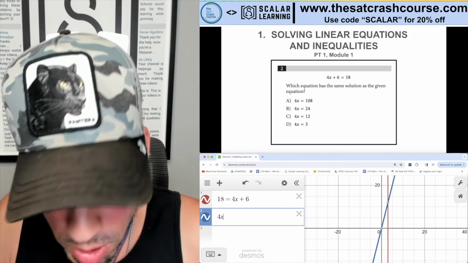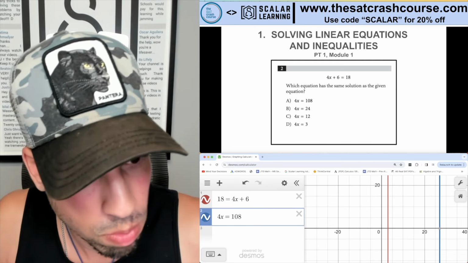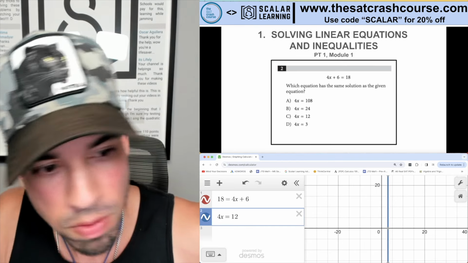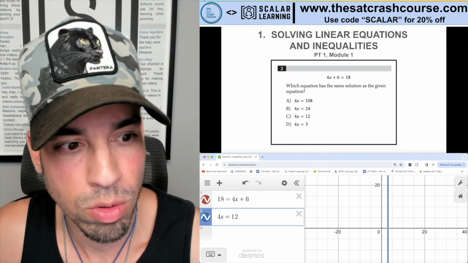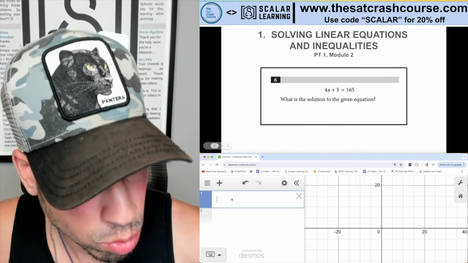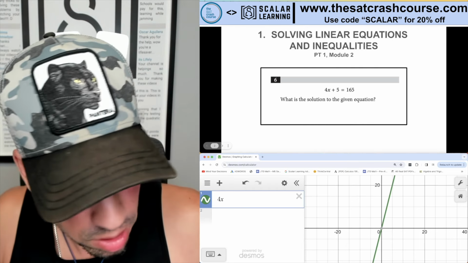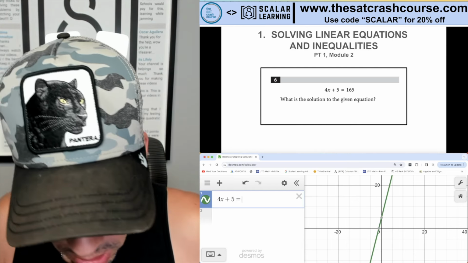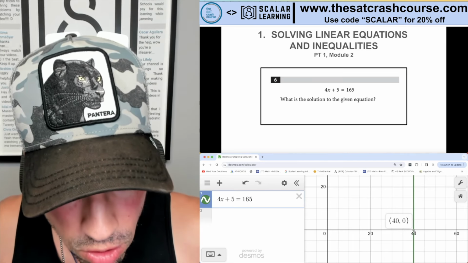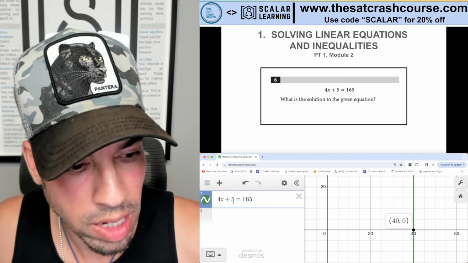So check this out. We have 4x equals 108. Nope. 4x equals 24. Nope. 4x equals 12. Boom, there it is. That's how you do it. C is the winner. Done. Next, we have another example. 4x plus 5 equals 165. Again, you could say 4x plus 5, and you could say 165. Now we're going to have to look for that x value, and here it is. It's right at 40. So that's a quick shortcut.